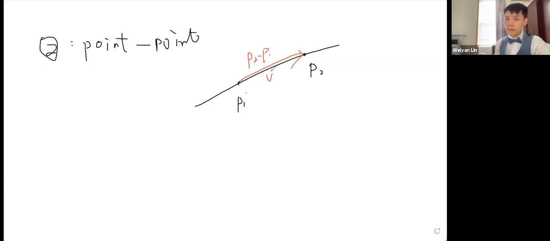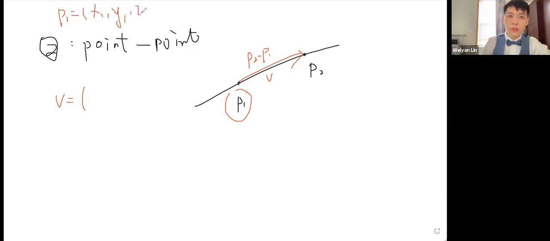Now you have a vector v, and you also have a point. So you go back to the vector-point formula, except in this case, your v is P2 minus P1. Let's say P1 is (x1, y1, z1) and P2 is (x2, y2, z2).